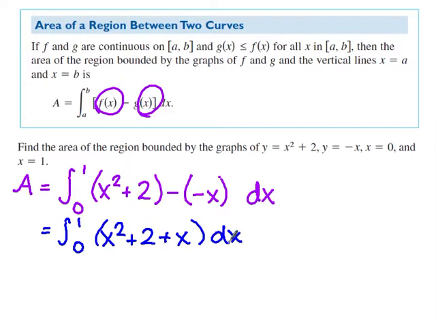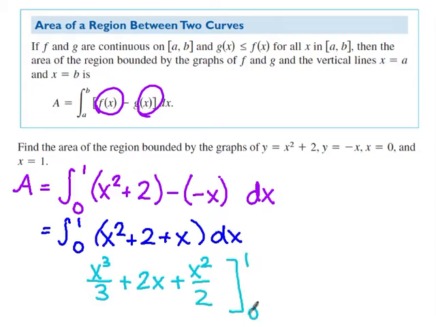So now I'm going to go ahead and integrate. What is the integral of x squared? Okay, x cubed over 3. What's the integral of 2? 2x, okay, there we go. What's the integral of x? x squared over 2. And so then I'm going to evaluate those values from 0 to 1.